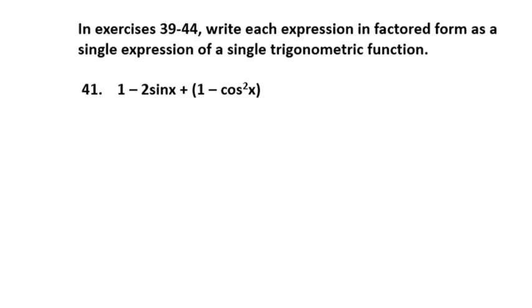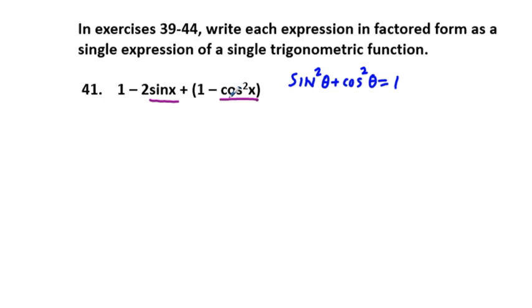Next, problem 41. We have a form that we could almost call a quadratic trinomial, except here we have cosine squared x and sine x, so they're not the same. But we can try to use our Pythagorean identity, the parent Pythagorean identity: sine squared theta plus cosine squared theta is equal to 1.